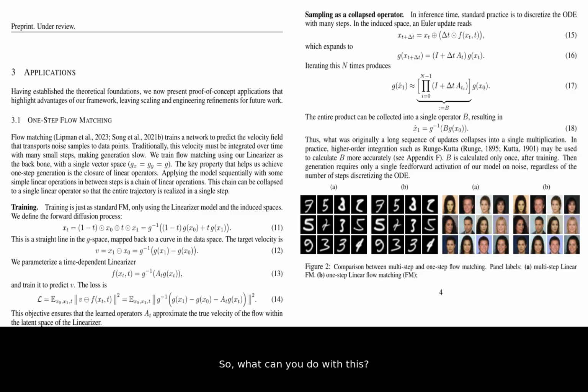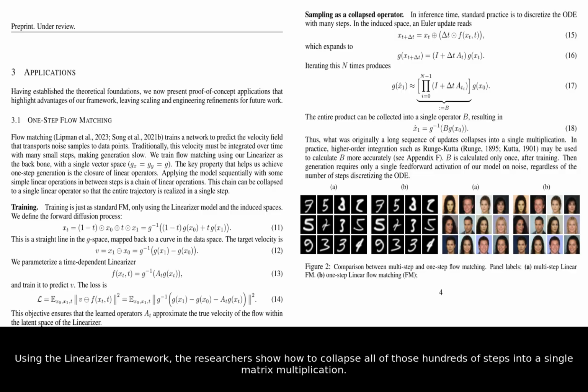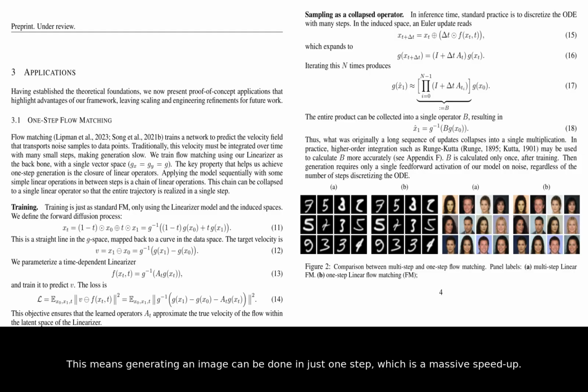So, what can you do with this? One of the most exciting applications is in generative models like the ones that create AI art. These models usually take hundreds of small steps to turn random noise into a final image. Using the Linearizer framework, the researchers show how to collapse all of those hundreds of steps into a single matrix multiplication. This means generating an image can be done in just one step, which is a massive speedup.